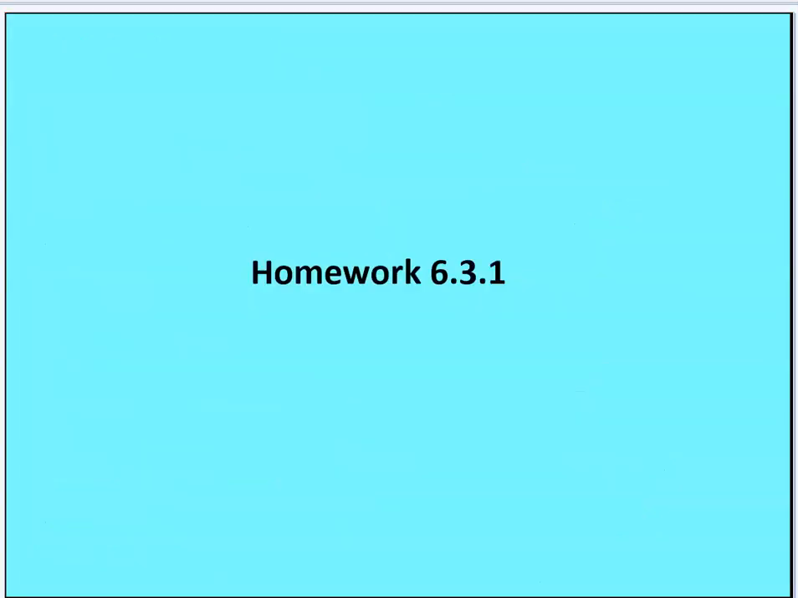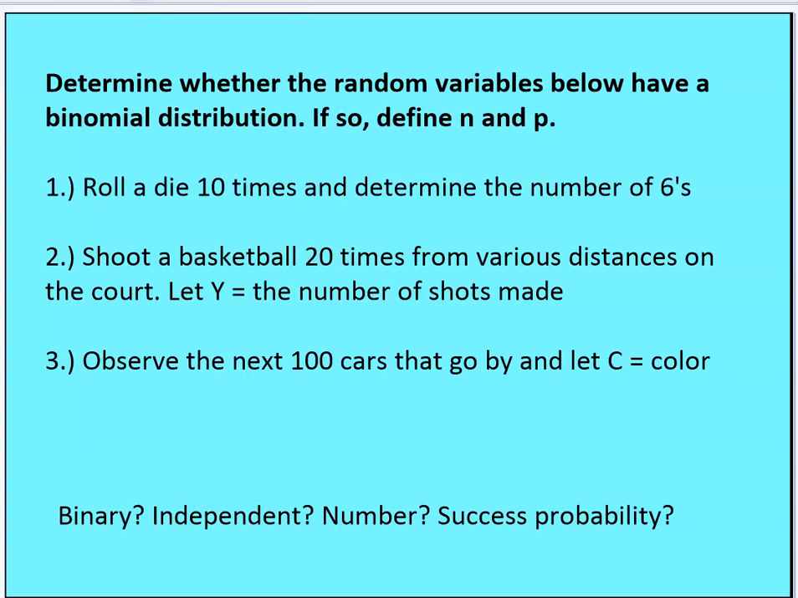Okay, so this brings us to our first homework problem, 6.3.1. Determine whether the random variable below has a binomial distribution. If so, define N and P. You can just list BINS and then state whether or not they meet all the 4 criteria. That would be good work for you to do. All right, you can pause here. I'm going to move on.